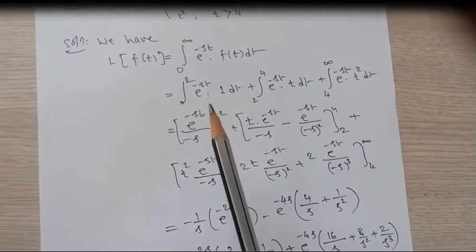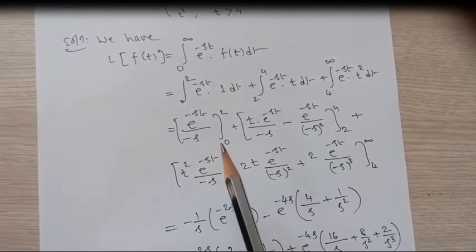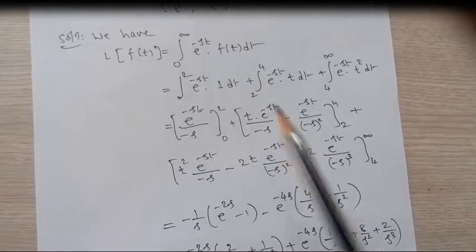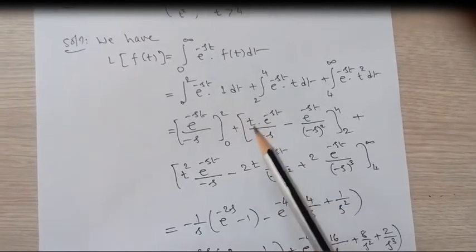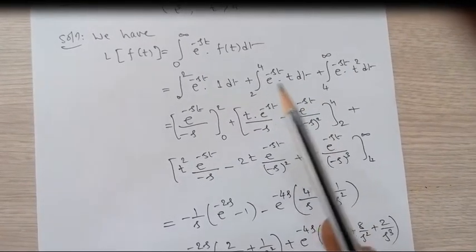First integral: the integration of e raised to minus st is e raised to minus st divided by minus s, simple integration, from 0 to 2.